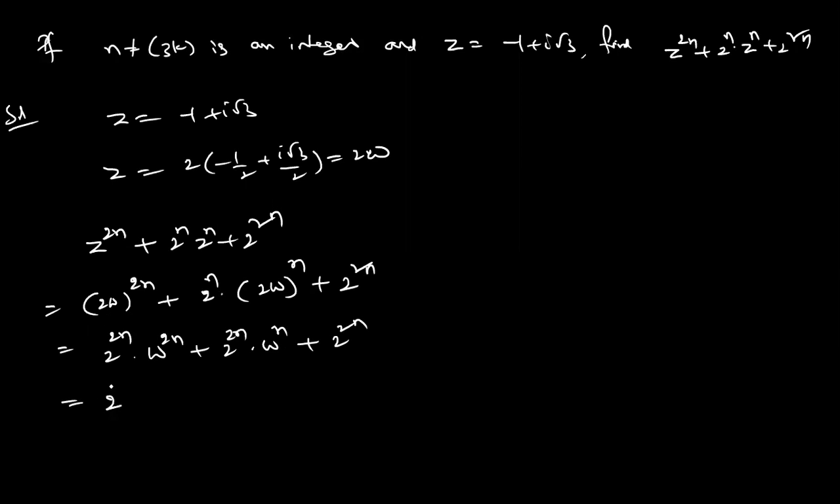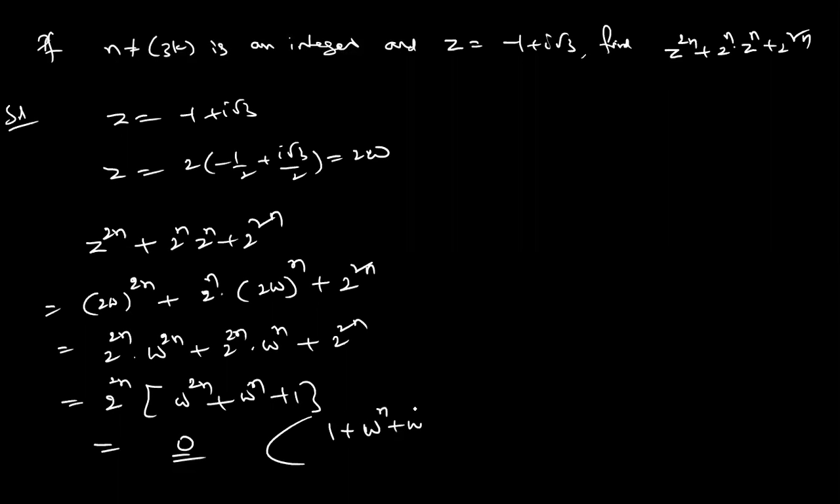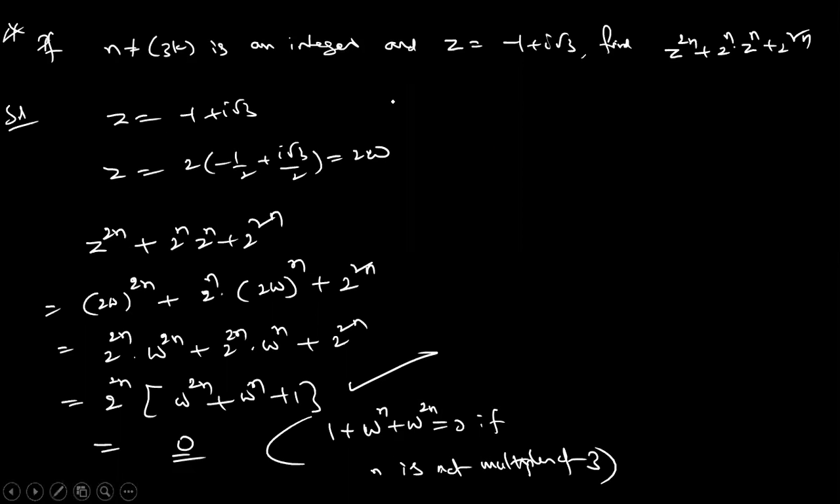Dear students, take 2 power n as a common factor: omega power 2n plus omega power n plus 1. Since this is 0, why? 1 plus omega plus omega square formula is there, is equal to 0, if n is not a multiple of 3. Pawan, clear this one? If n is not a multiple of 3, then obviously 0. If n is a multiple of 3, the answer is coming 3 into 2 power n. Where is Pawan? Yes, now we can proceed.